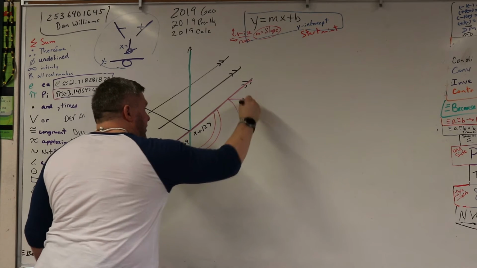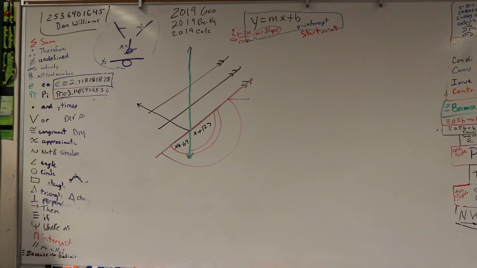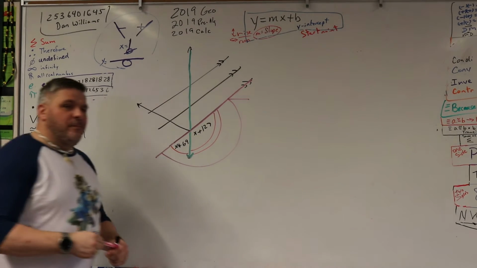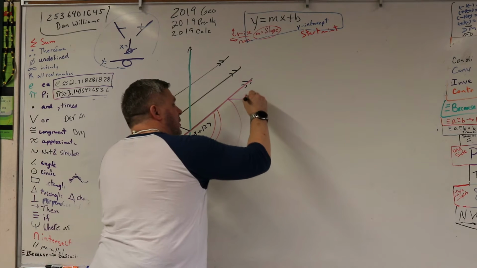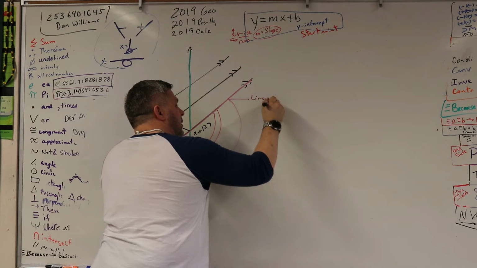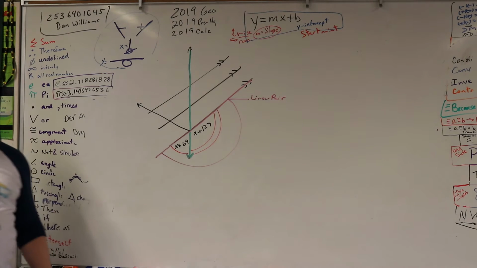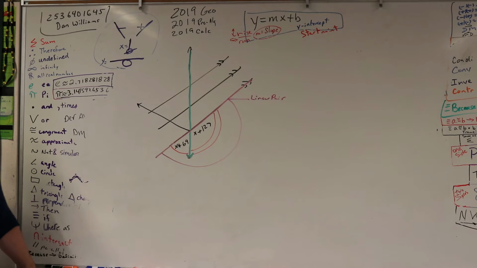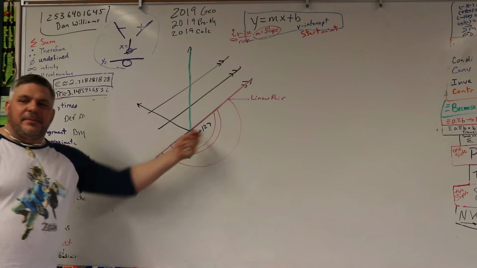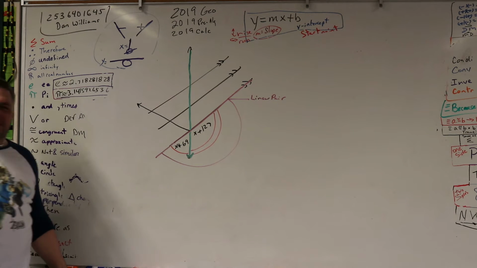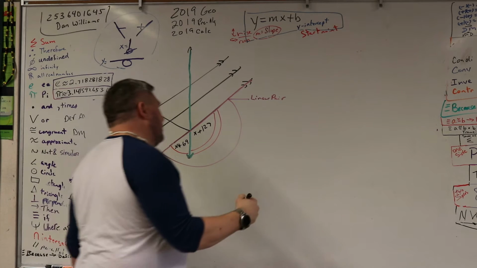How much is this? 180. Why? Because it's a linear pair, right? They make a line. We did this in the very first chapter, right?